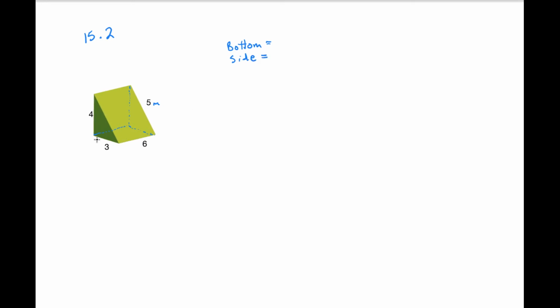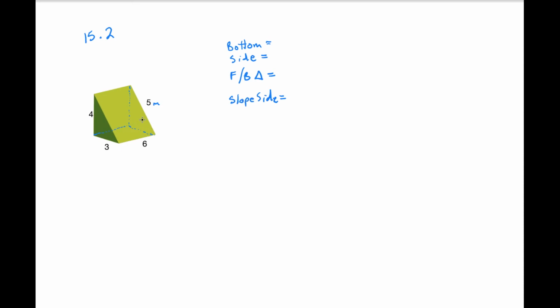And we have a front triangle and a back triangle. So we have a front and a back triangle. And then we have this slope here, this sloped side. So we'll call it the slope side. All right, and those are all the surfaces that we can name on this shape. So there's 1, 2, 3, 4, 5.